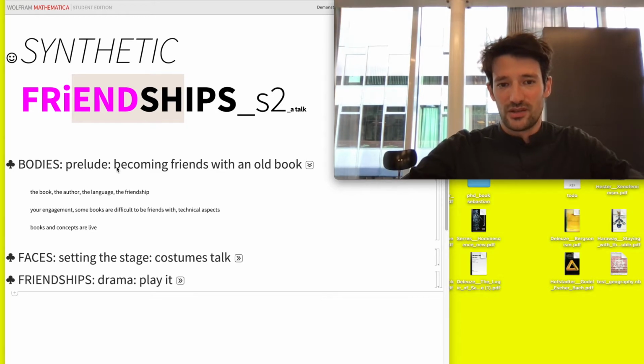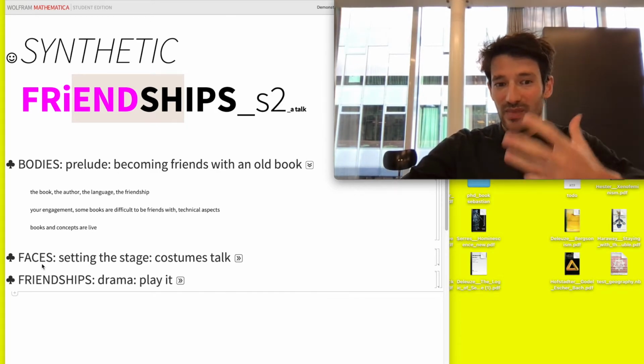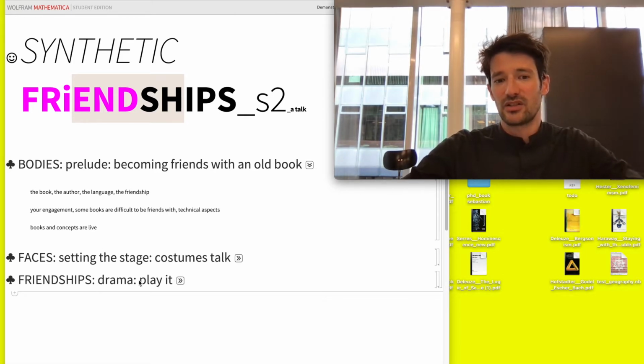These are the bodies of the books. We will look at their faces. We have to create the masks, the costumes. These costumes can talk. We will set the stage, and then we will have a drama, and we will start playing with it. And this drama is the task of this exercise.